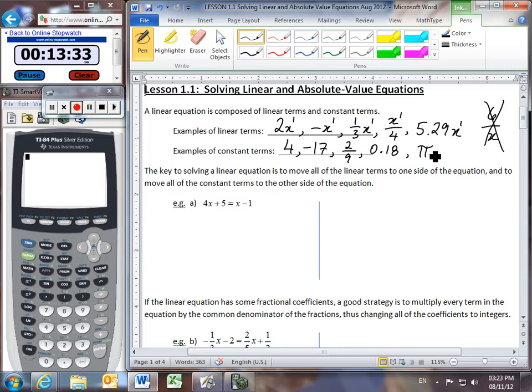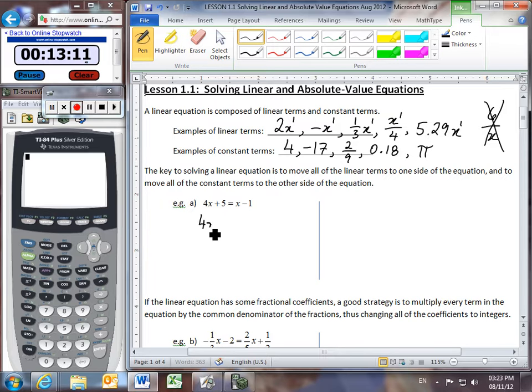Okay, the key to solving a linear equation is to move all of the linear terms to one side and all of the constant terms to the other side. So although I'm going to solve it here, if my solution ends up being different from yours, or there's something that I do that you want to take a note of, please, I do expect you to write it down into this side so that your work is complete.